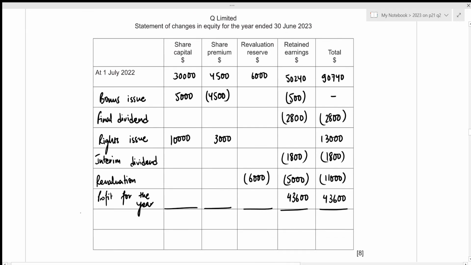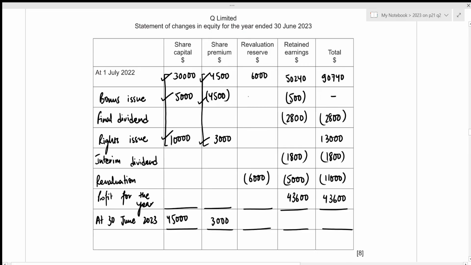So now we can calculate our closing balances, and that will be at the date of 30 June 2023. At 30 June 2023, the value of our share capital will be the sum of these three amounts. So that's 30,000 plus 5,000 plus 10,000, which results in 45,000. Then for our share premium, that will be 4,500 minus 4,500 plus 3,000, which gives the value of 3,000. For our revaluation reserve, that's just going to be 6,000 minus 6,000, so that will be 0.